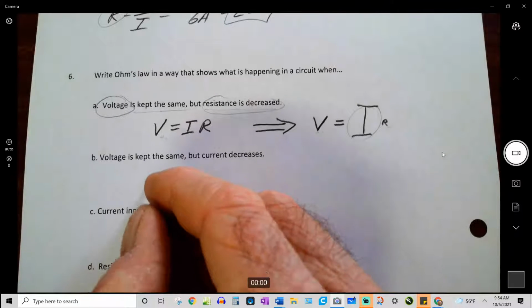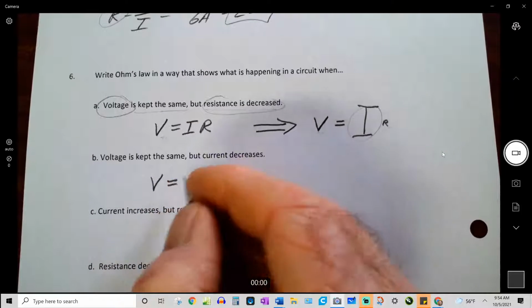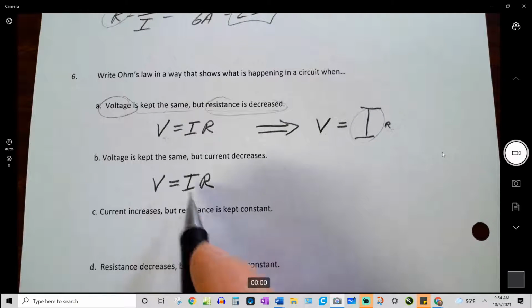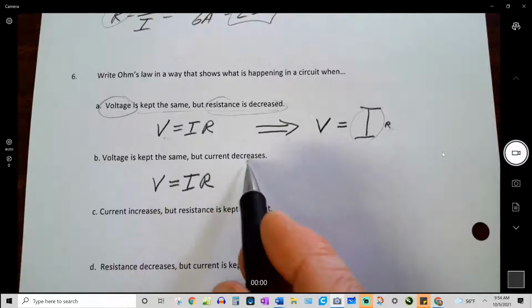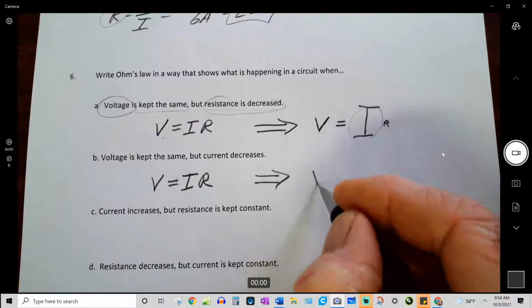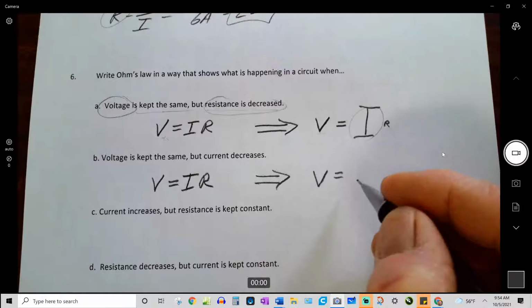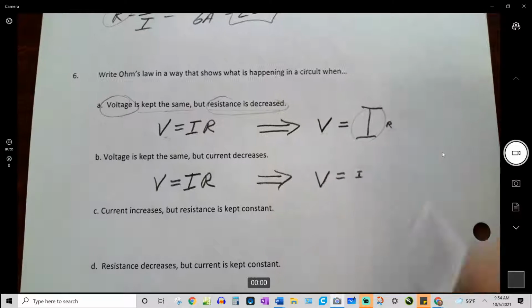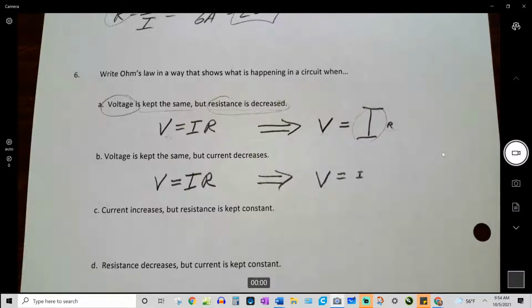So this next one, I'll set it up and then you try to figure out what's going to happen. V equals IR. That's Ohm's law. Voltage is kept the same, but current decreases. So that, same V, but now I've got a tiny bit of current. See if you can figure out what happens to R.